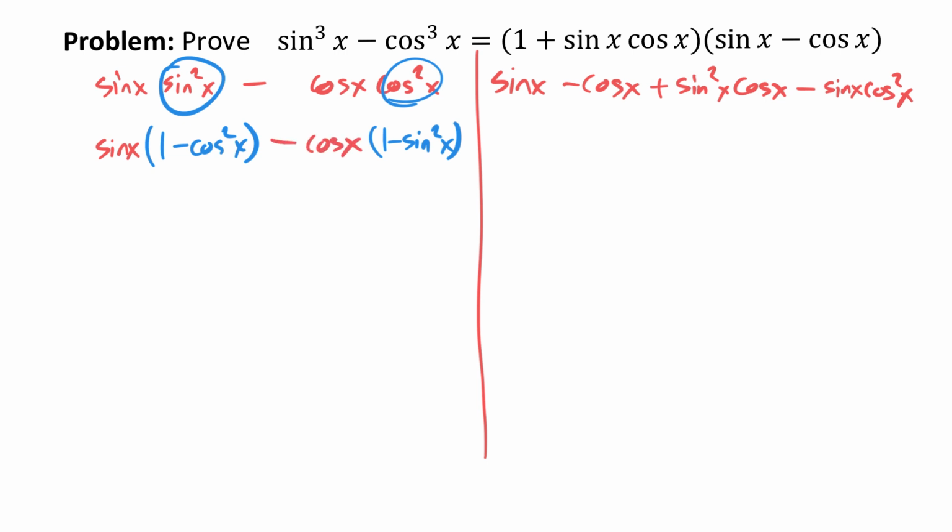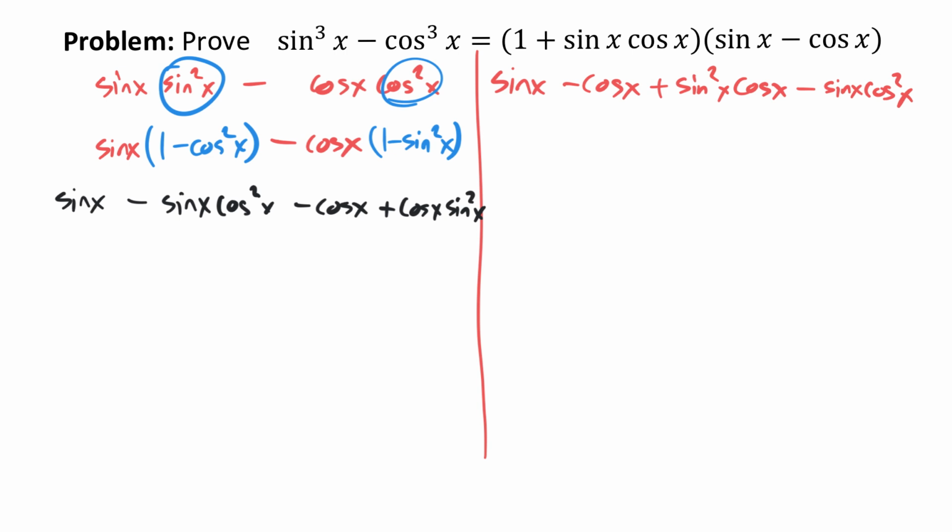Now, it doesn't look totally like the right side, but let's multiply everything out and see what we get. So this will give us sine x minus sine x cos squared x minus cos x plus cos x sine squared x. Well, I think we actually have the same thing. We just don't have everything in the same order.